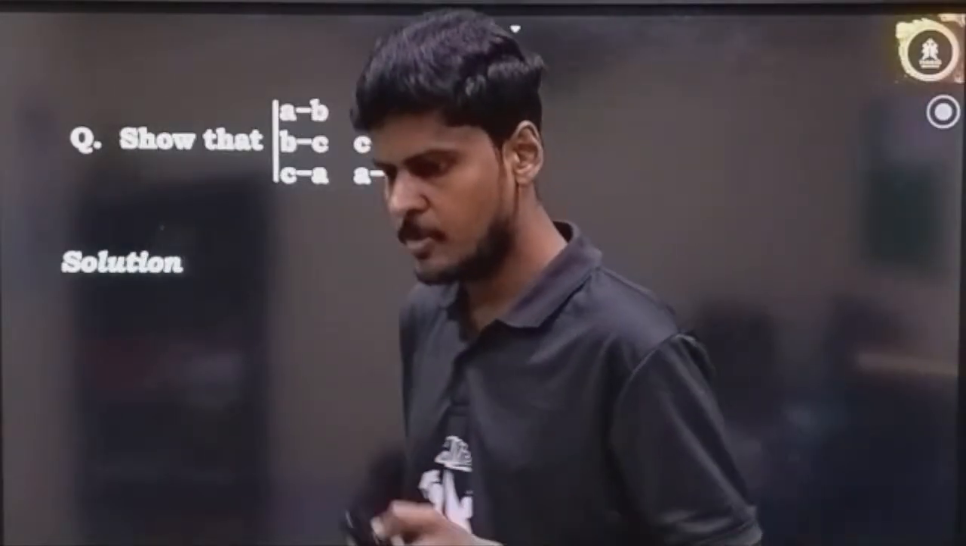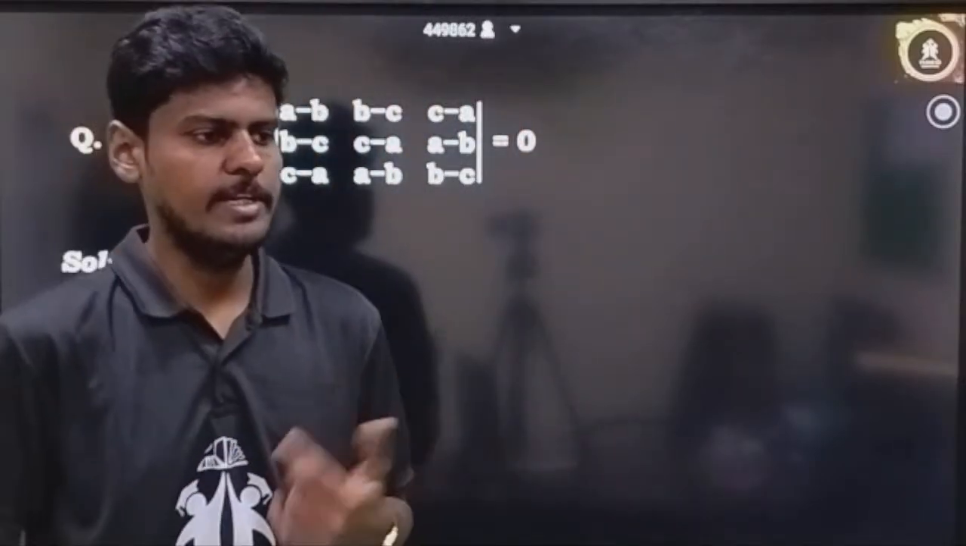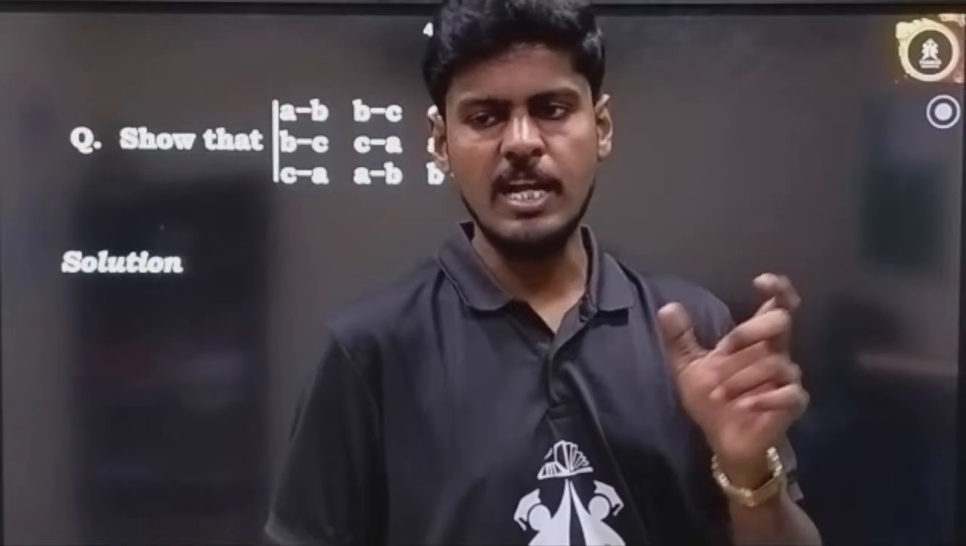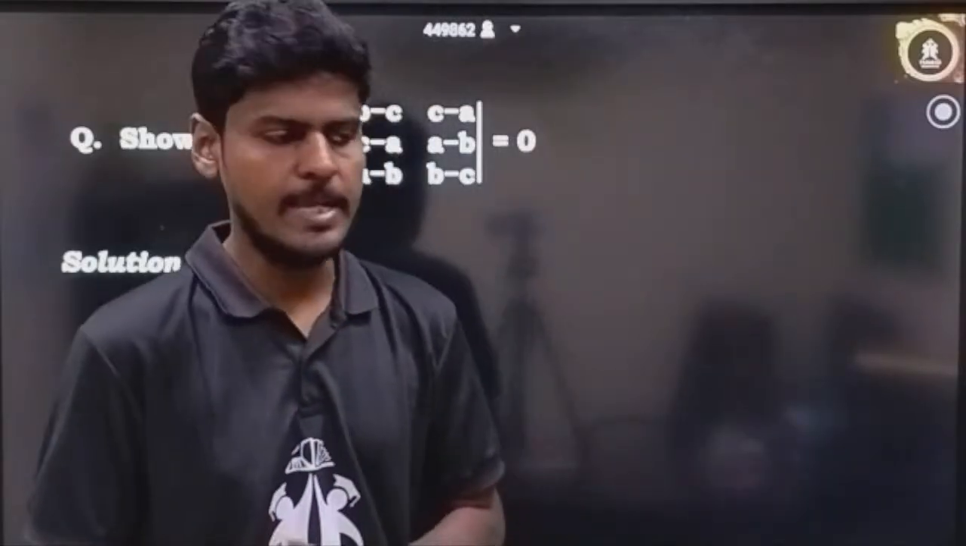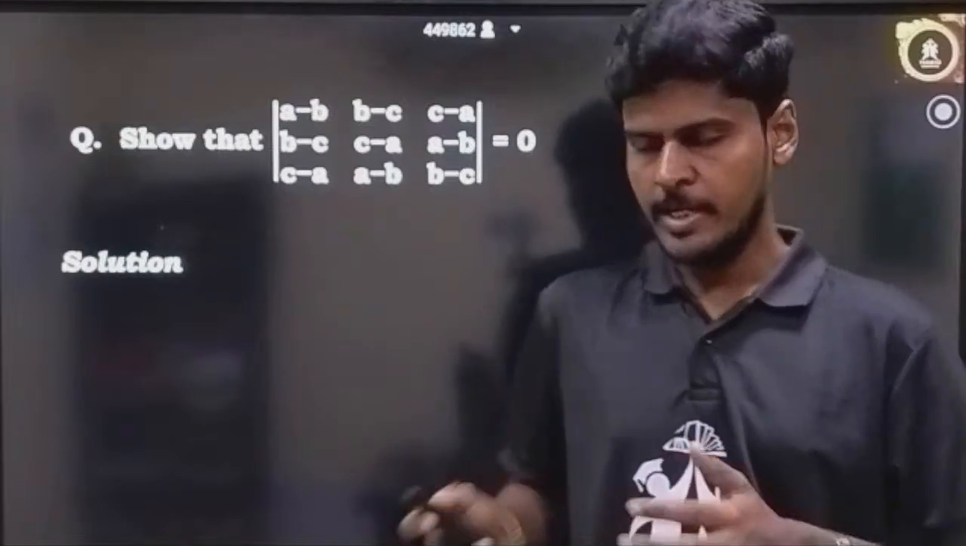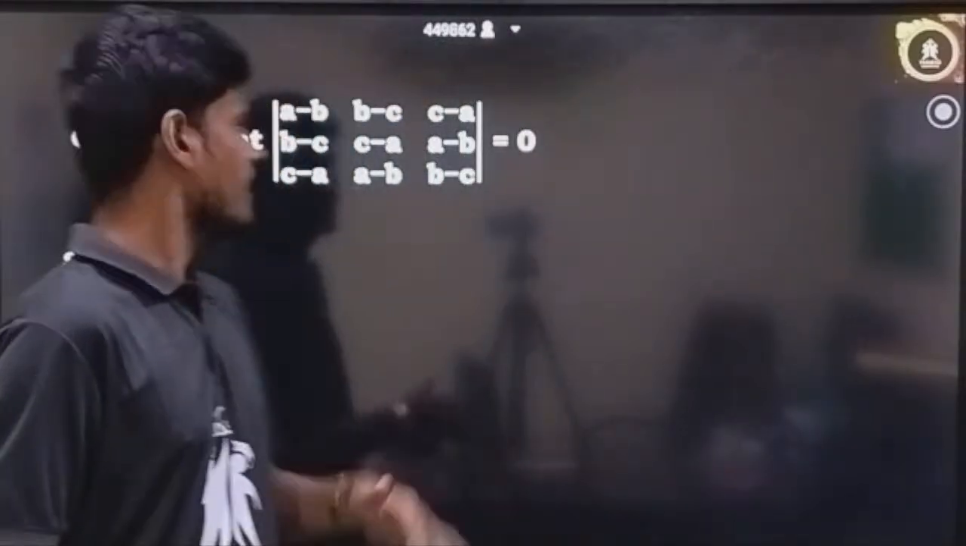Depending on the question, we have to analyze which transformation we need to apply so that the expansion becomes simplified. It is not necessary that only one type of transformation needs to be applied. Depending on the question, we have to see.